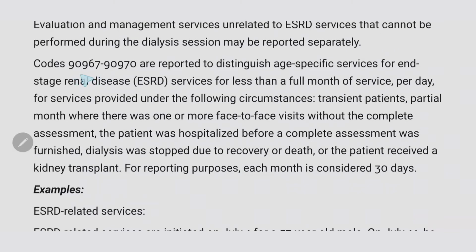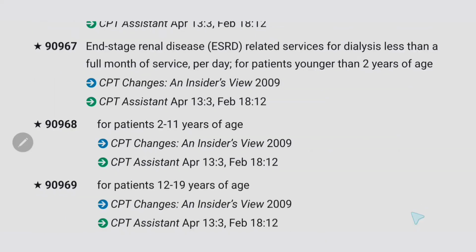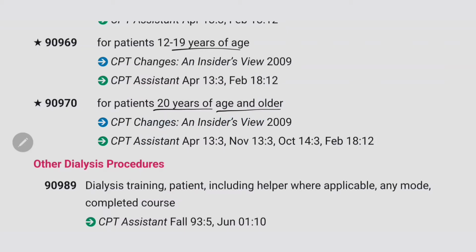Then we have the codes 90967 to 90970 are reported to distinguish age-specific services for ESRD service for less than a full month, that is per day. Let us check the codes. So here ESRD related service for dialysis less than full month of service per day. Highlight all these terms for patients younger than 2 years of age. Then 90968 for patients 2 to 11 years of age, 90969 for 12 to 19 years of age, and then you have the code 90970 which is for 20 years of age or older.